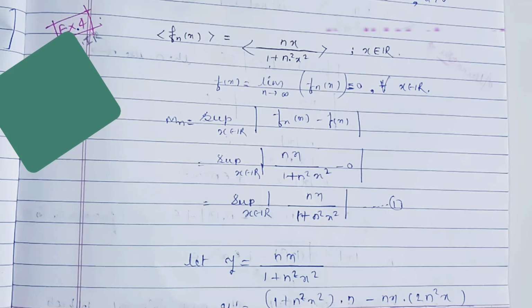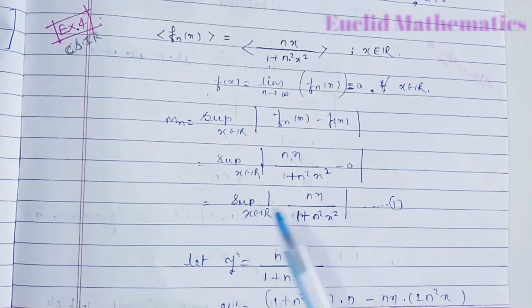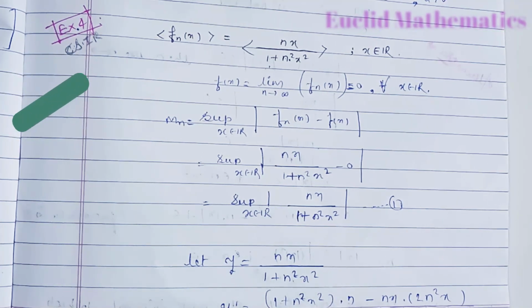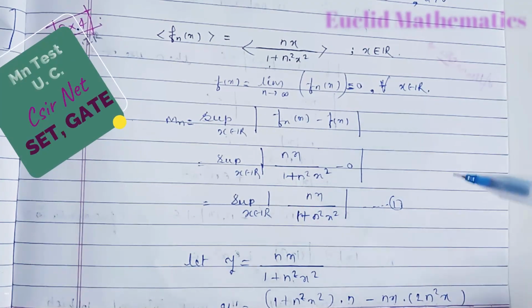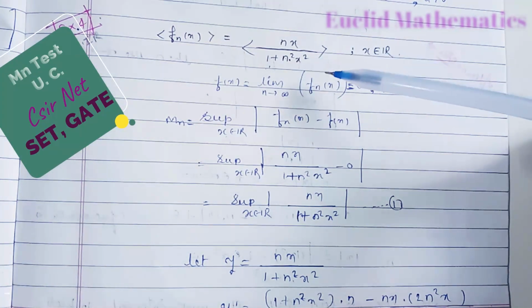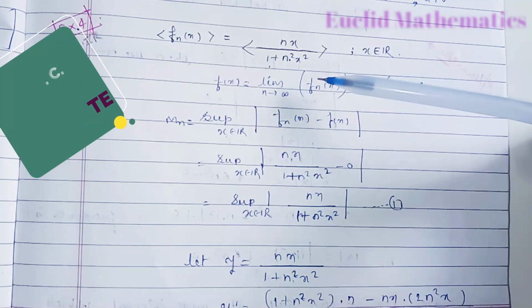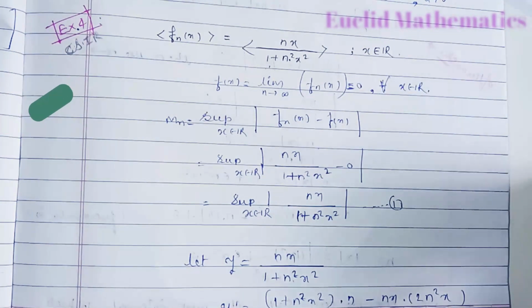Now here is my example, the sequence of functions is given here. In today's lecture I'm going to explain the same example in the context of the Mn test and in the context of the definition of a uniformly convergent sequence of functions. So first of all, let's solve our example by using the Mn test.